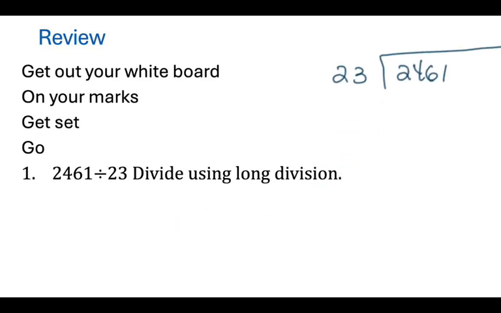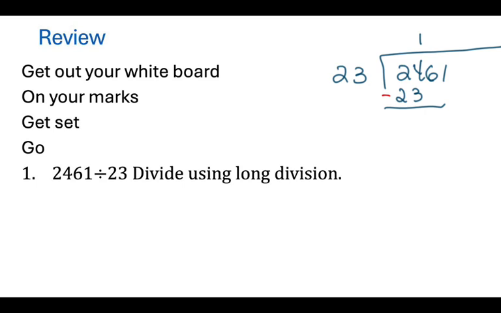I'm going to move it over here so I have a little more room. We ask ourselves, 23 goes into 24 how many times? And it goes in one time, and we write it above its like term there, in a sense. And then we multiply. 1 times 23 is 23. Then we subtract. This process you had to learn to be able to do long division.